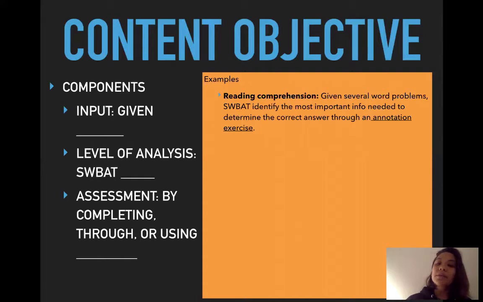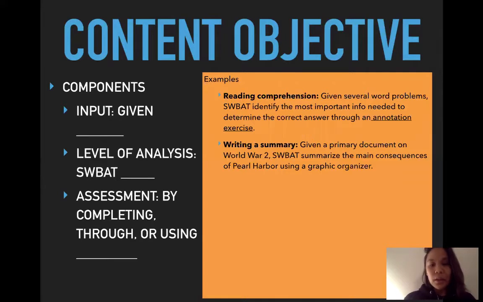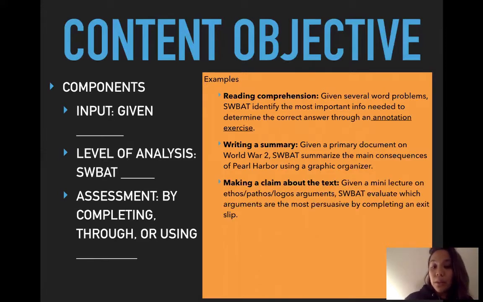And this is based off of a diagnostic where you notice that students needed to better understand how to unpack a word problem, right? You might notice that maybe they need to focus on writing a summary instead. So this is one example for that. Given a primary document on World War II, students will be able to summarize the main consequences of Pearl Harbor using a graphic organizer. So notice the assessment here is a graphic organizer, right? And in this case, they're focusing on summarizing because you notice that in the diagnostic, they need work on improving their summary skills.